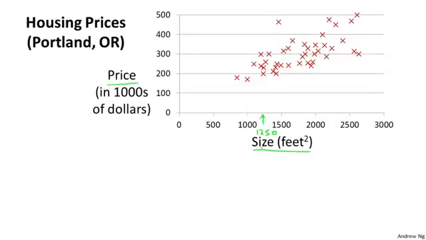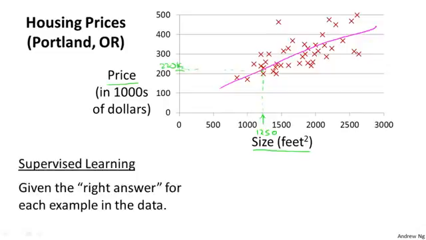Well, one thing you could do is fit a model, maybe fit a straight line to this data, something like that, and based on that, maybe you could tell your friend that you can maybe sell the house for around $220,000. So this is an example of a supervised learning algorithm, and it's supervised learning because we're given the quote right answer for each of our examples. Namely, we're told what was the actual price that each of the houses in our data set was sold for.